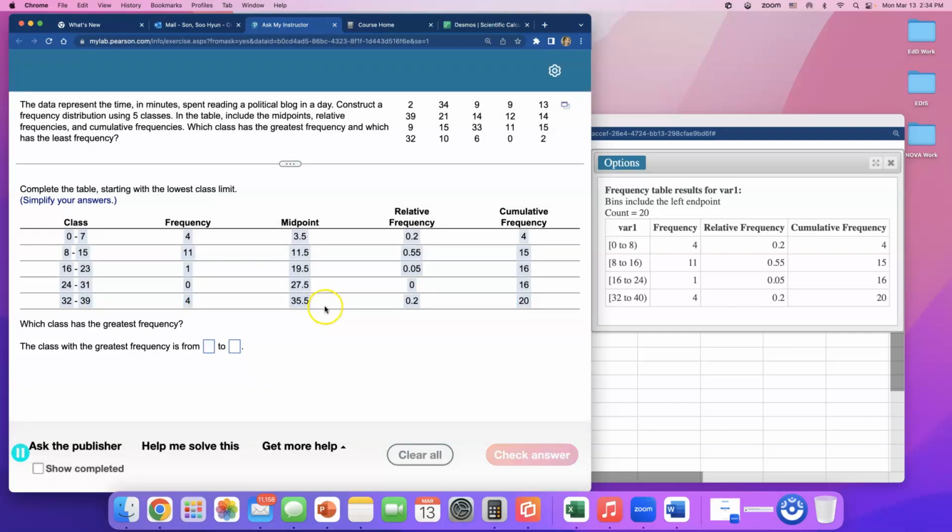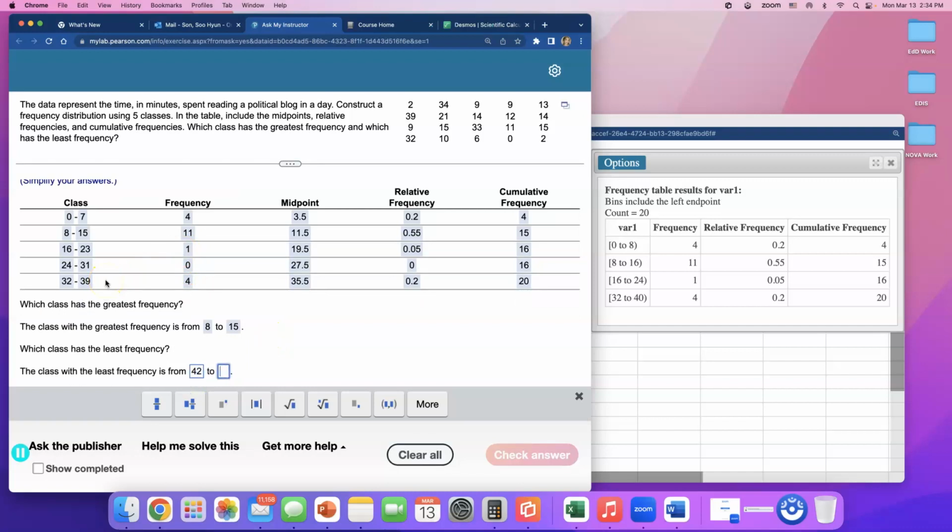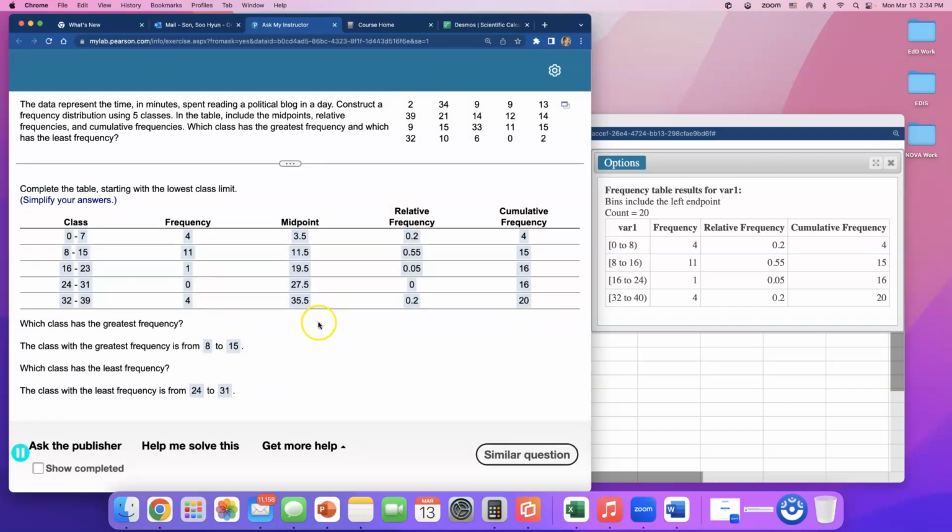All right, so which class has the greatest frequency? Well, the one from 8 to 15. Which class has the least frequency? Well, 24 to 31, because it didn't have any, right? The frequency was 0 there. And that's it for this one.